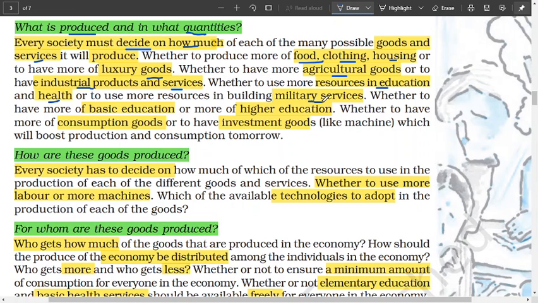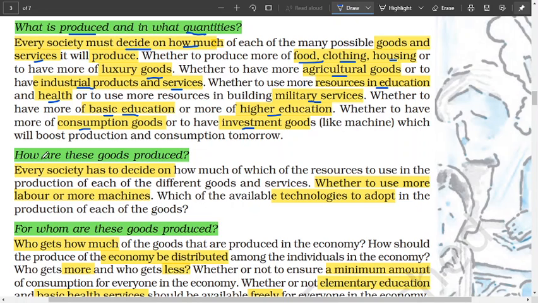It has to decide. It's a problem whether to invest in basic education right from the start or only for higher education. It's a problem whether to produce goods or commodities only for consumption or also for investment like machines, so that they can also be able to produce in the long run. So these are the questions that every economy has to decide. What they need to produce, what they need to produce more, what they need to produce less, and how much they need to produce. First problem.